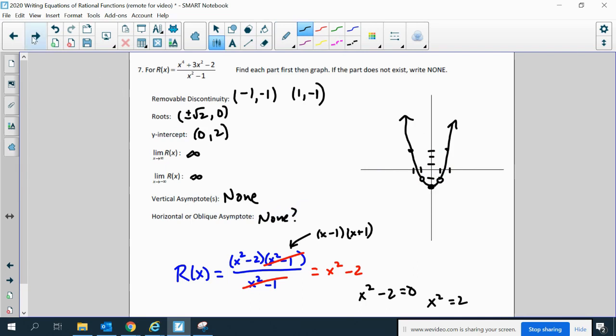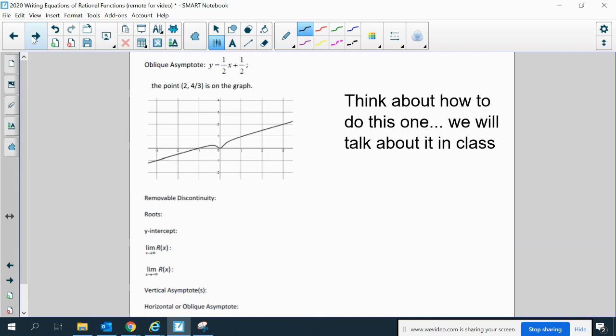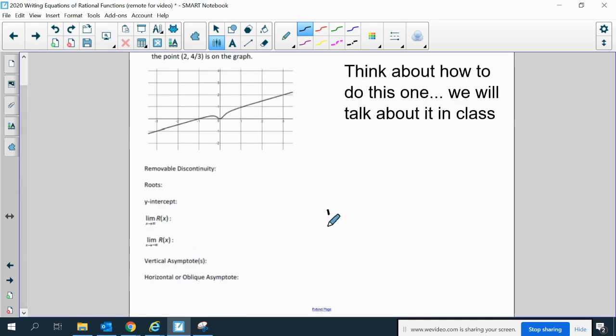Now, the last thing I want you to do is think about this problem. We're going to talk about it in class. Think about how to do it. You're given the oblique asymptote, and you're given another couple of pieces of information. You are given the roots here. So if you know this, can you figure this stuff out? And can you determine what the function is? So what would r of x be?